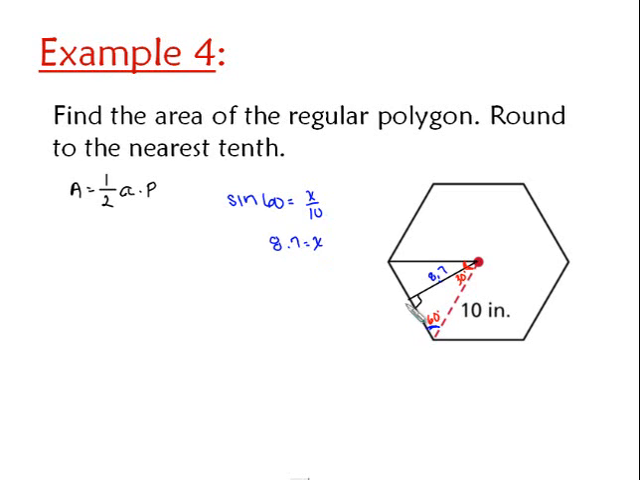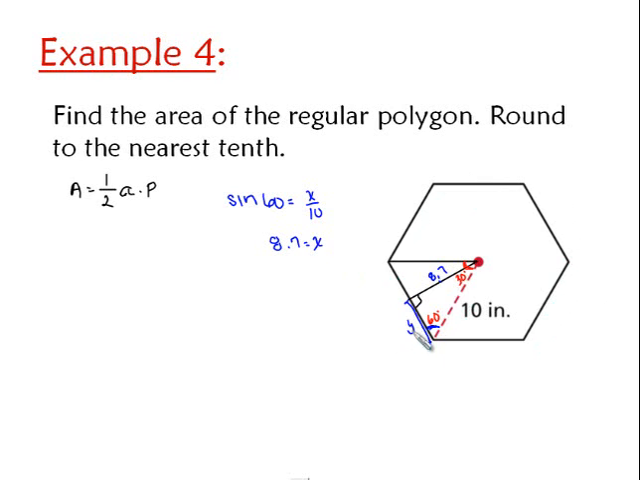Next, I need to find the length of the base of this triangle right here. If I can find that, then I can double this and get the whole length of one side. And since I know it's a regular polygon, I know that all the sides are the same, and I can find the perimeter. So this time I'm going to call this side Y, and I'm going to use the 60-degree angle again. It doesn't matter which angle you use, I'm just choosing to use this one.